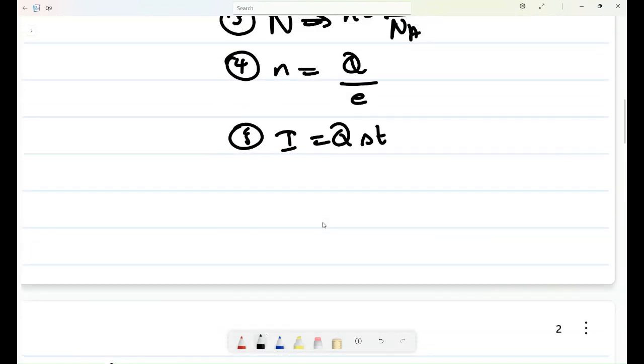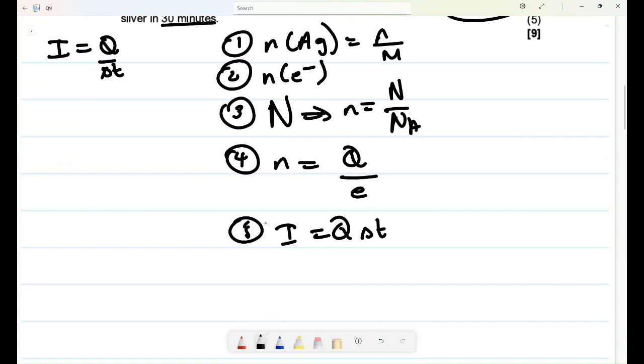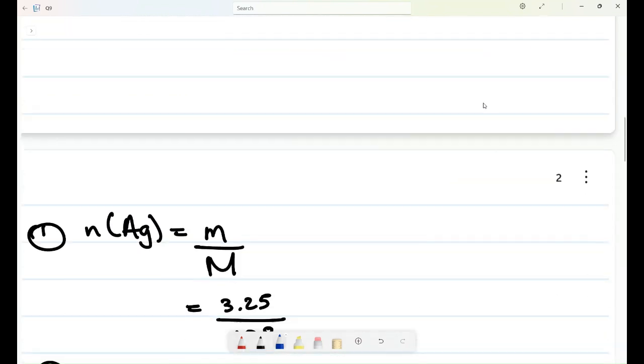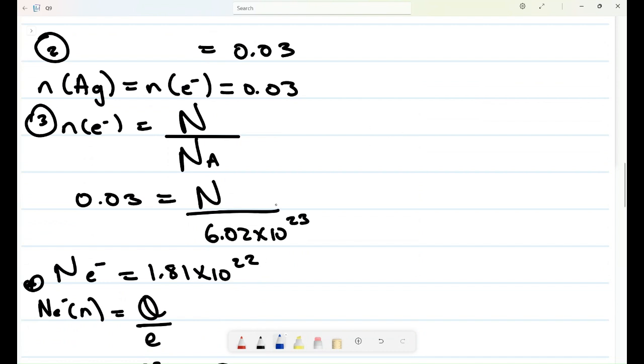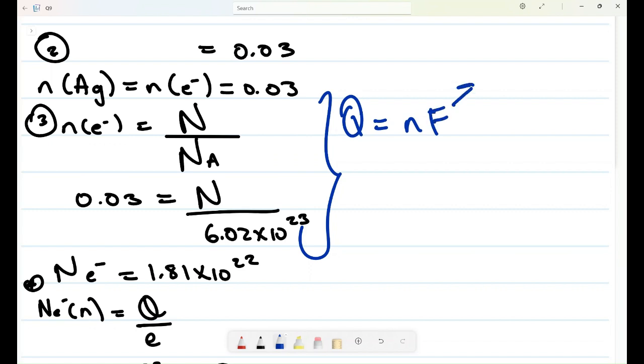Normally when you are writing DBE, you will use this format. But if you're doing IEB, where they use Faraday's constant, they can move from here. Instead of doing this one, they can say Q is equal to nF. Let me show you what I mean. After getting the number of moles of electrons, they say Q is equal to nF, where F is a constant, Faraday's constant. So what is the magnitude of Faraday?